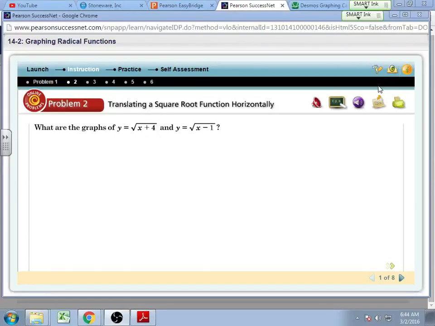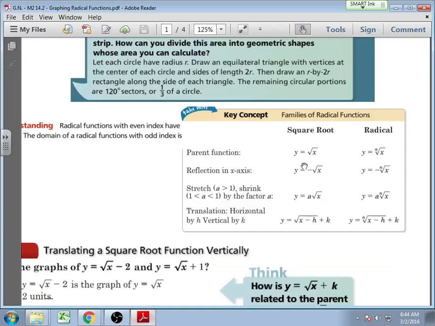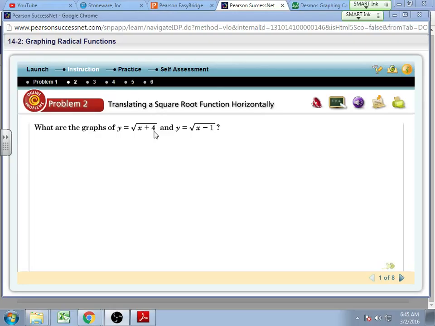All right, guys, so in problem 2 here, we're going to start looking at the horizontal shift. If you go back and look at your notes on the front page, you can see we set up the horizontal shift under the radical. That's why we say x minus h, because that has to apply to our x value before the radical is taken.